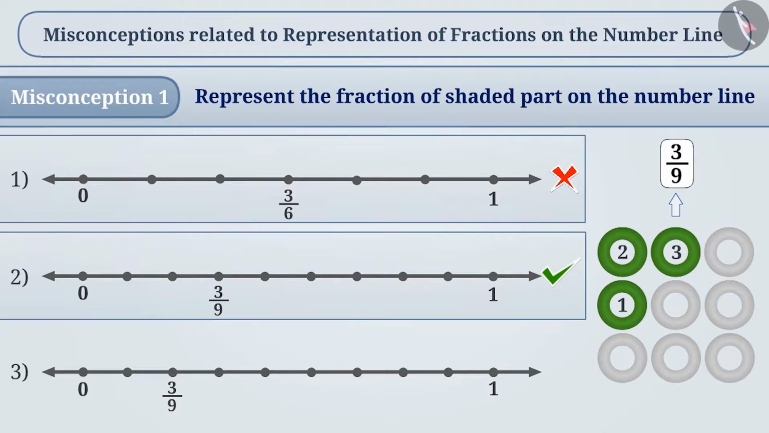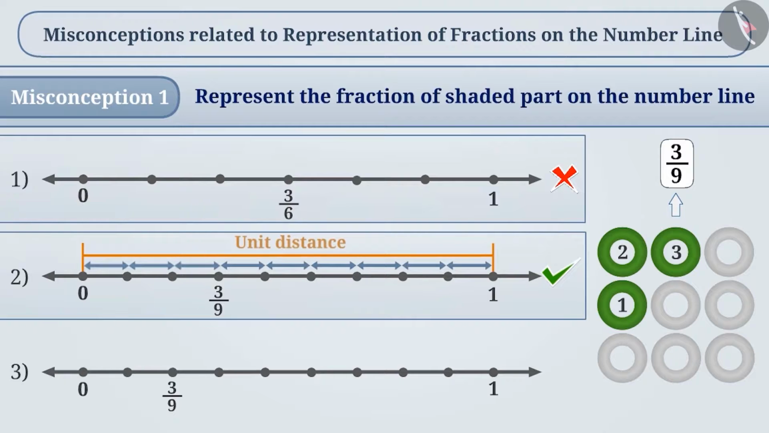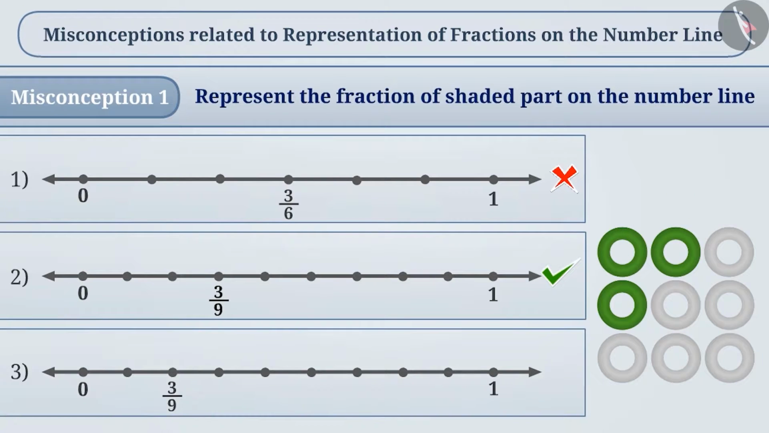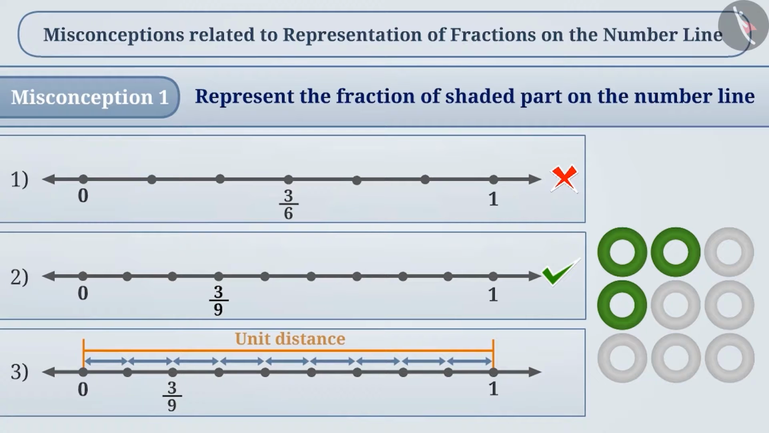To represent this on a number line, unit distance is divided into 9 parts, out of which 3 parts are taken to mark the fraction 3 by 9 correctly. Sometimes, fraction is identified correctly and unit distance is also divided into 9 equal parts, but to represent 3 out of 9 parts, counting is done from 0 to 3 and fraction 3 by 9 is represented on third point from 0. This is a misconception. Counting of parts must start from the point next to 0.